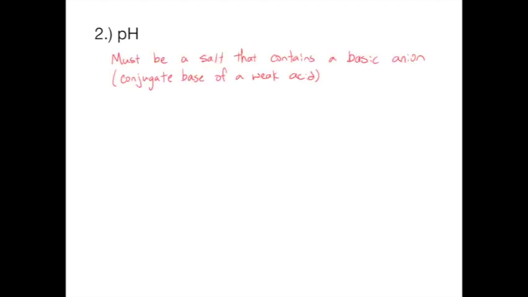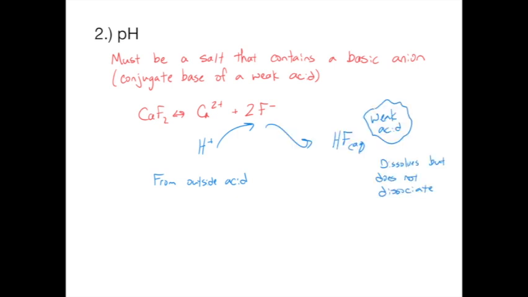Now, first of all, you need to have a salt or an ionic substance that is going to have a basic anion, or in other words, the conjugate base of a weak acid. Let's take, for example, one more time, the calcium fluoride equilibrium. Now, when the hydrogen ions come in, they're going to find the fluoride ions, and hydrogen and fluoride is a weak acid. The hydrogen and fluoride will find each other, and then the F- ions will actually become part of the hydrogen fluoride. So essentially, they are being removed from the equilibrium rather than being added.